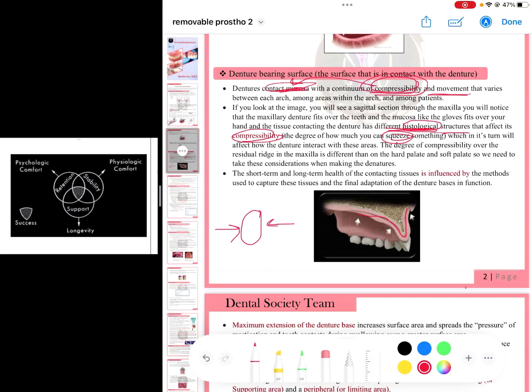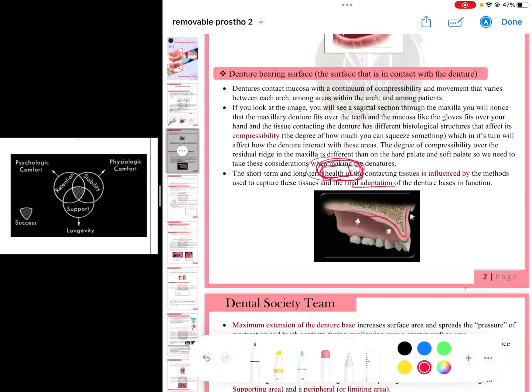Now the degree of compressibility over the residual ridge is different on the hard palate and soft palate, so we need to take that into consideration. Each area will have different compressibility. The upper is different than the lower, and a patient is different than another patient. The short term and the long term health of the contact tissue is influenced by the method used to capture these tissues and the final adaptation. The health of this tissue depends on the compressibility and the adaptation, and how this denture fits or sits on the mucosa.